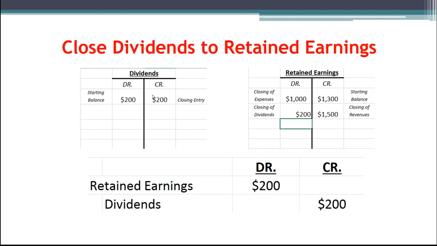Now, the last one is dividends. It's going to follow the same basic approach as expenses. It starts with a debit balance, so we have to credit dividends for $200 to close it, and we're going to debit retained earnings for the same amount. So now we have another balance in retained earnings.